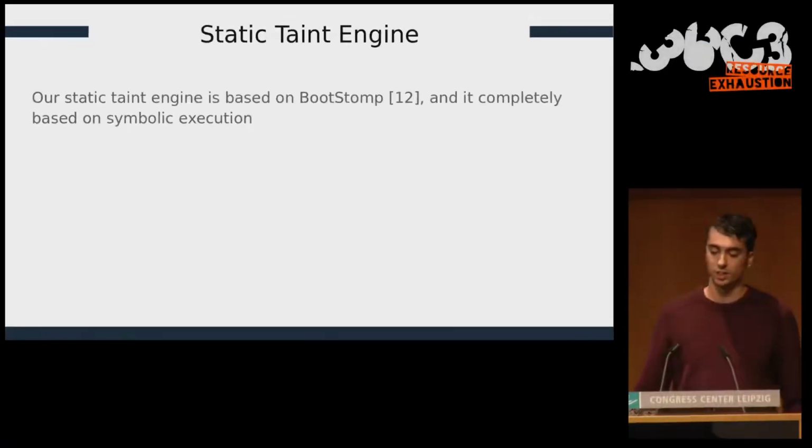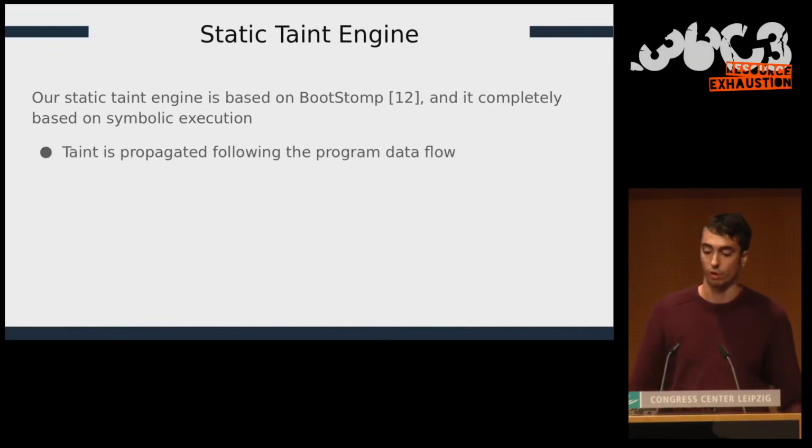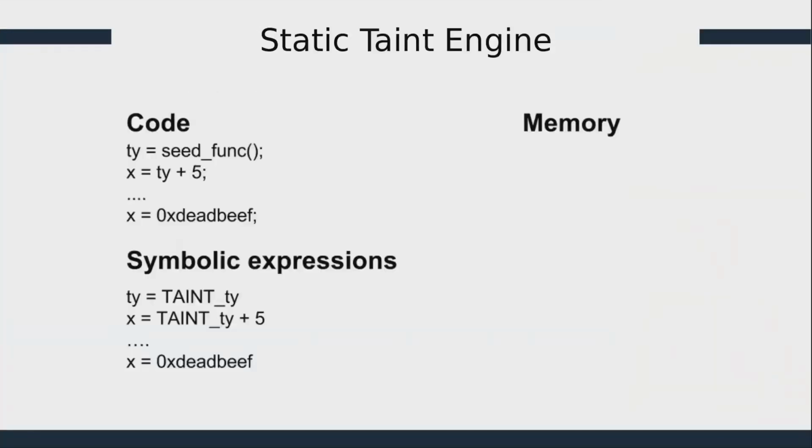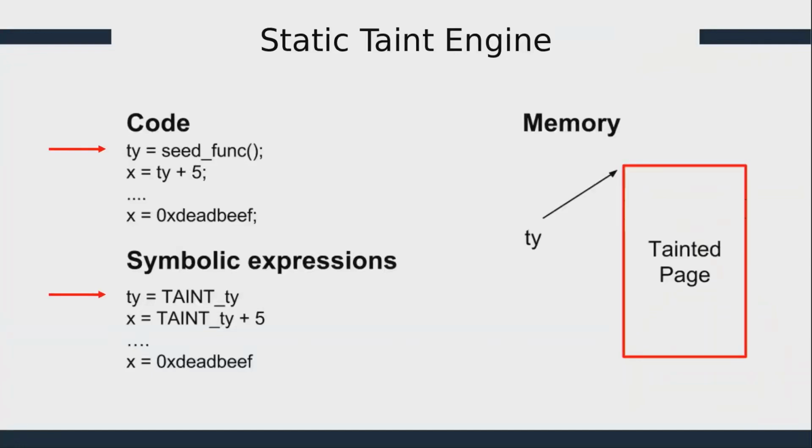Our static taint engine is based on Bootstrap, and it is completely based on symbolic execution, which means that the taint is propagated following the program data flow. Let's see an example. Assuming that we have this code, the first instruction takes the result from some seed function that might return, for instance, some user input.